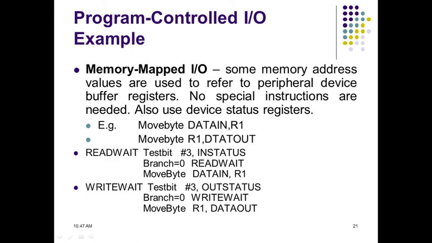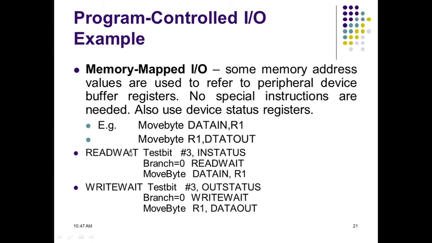Let us assume that bit b3 in the registers in status and out status corresponds to SIN and SOUT respectively. So just note it down in the slide. The read operation is implemented by the machine instruction sequence, that is a read wait.